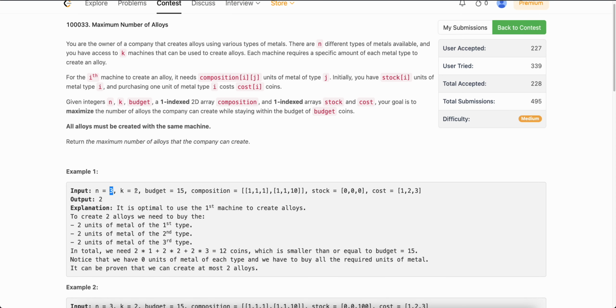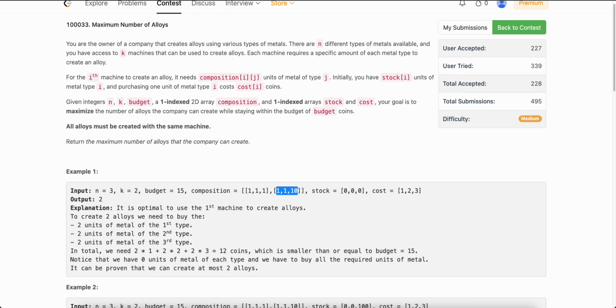Let's say n is 3, k is 2, budget is 15. Basically, we have 15 coins, we have two machines, and we have three metals. So composition says 1 1 1. Basically, the first machine takes 1 unit of the first type of metal, 1 unit of the second type of metal, and 1 unit of the third type of metal to create the alloy. 1 1 10 is the second machine's composition. It says the second machine requires 1 unit of the first type, 1 unit of the second type, and 10 units of the third type to create an alloy.